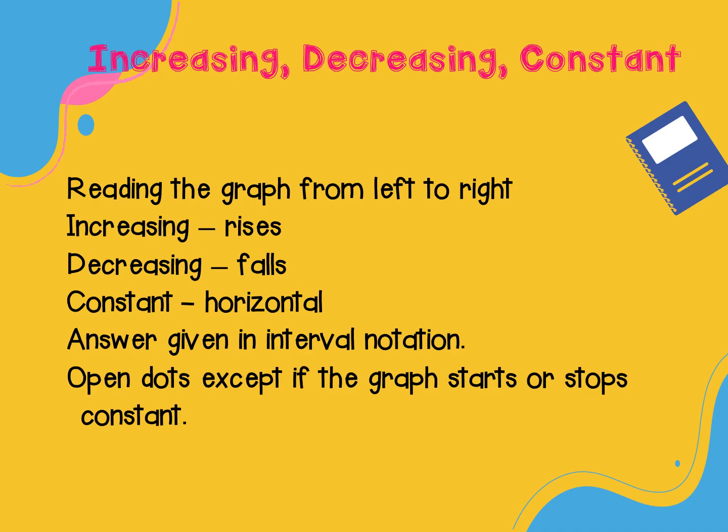All right, now any intervals of increasing, decreasing, and constant is also going to be new to you guys. You read the graph from left to right, right? So left to right, what else do we read from left to right? You read your domain also from left to right. So what does this mean? Anytime you're looking for intervals of increasing, decreasing, or constant, you're only looking at x values. Only x values.